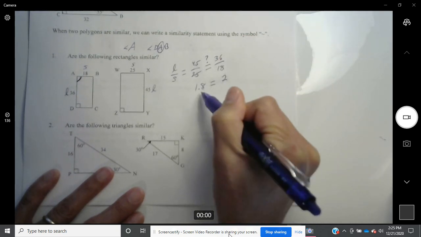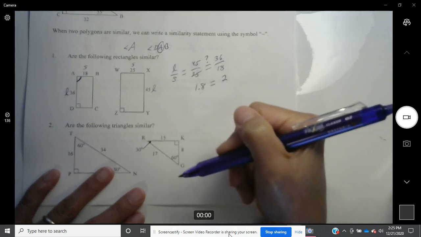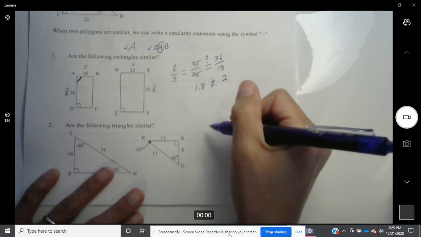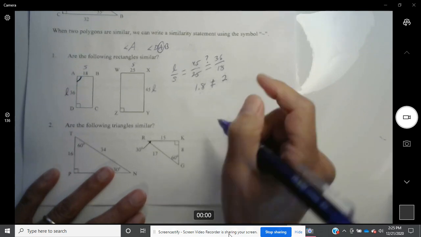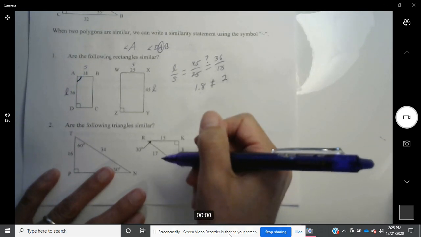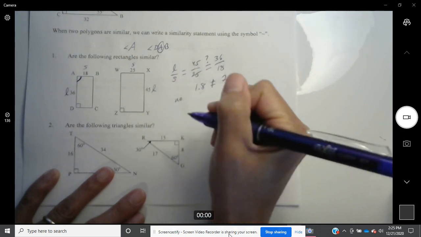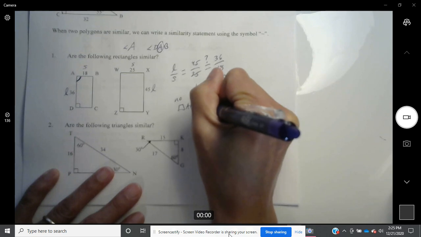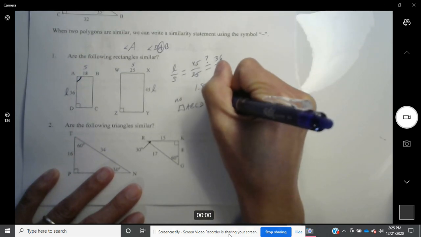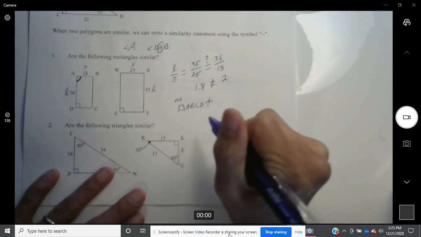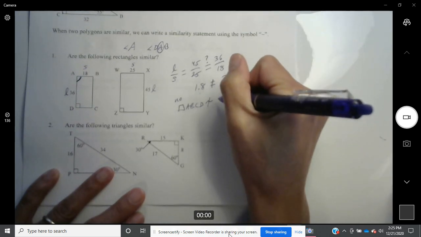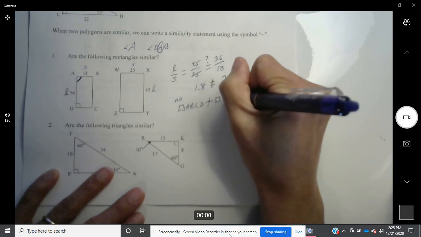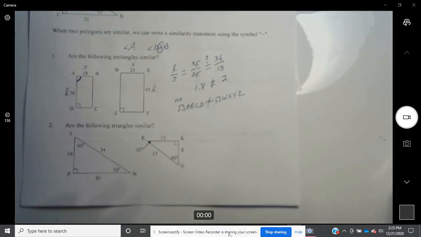However, when we see that this side is not the same as that side, that means that they are not equal and they're not proportional. So, because one of the rules wasn't true, then we're going to say no, rectangle ABCD is not similar. We're using the tilde symbol to represent similar. It's not similar to rectangle WXYZ.